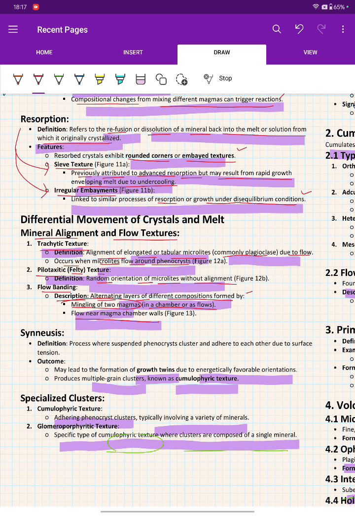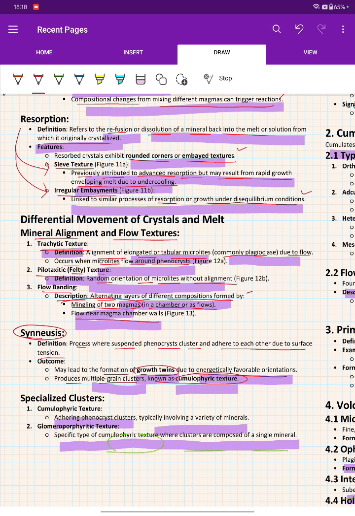Now we have synneusis. The definition: a process where suspended phenocryst clusters adhere to each other due to surface tension. Now the outcome: it may lead to the formation of growth twins due to energetically favorable orientations, and produces multiple grain clusters that are known as cumulophyric textures.